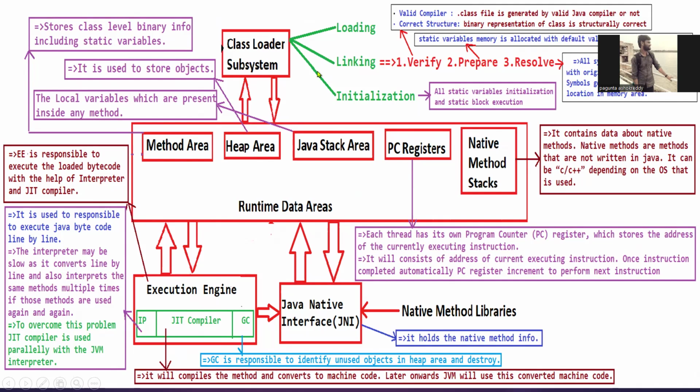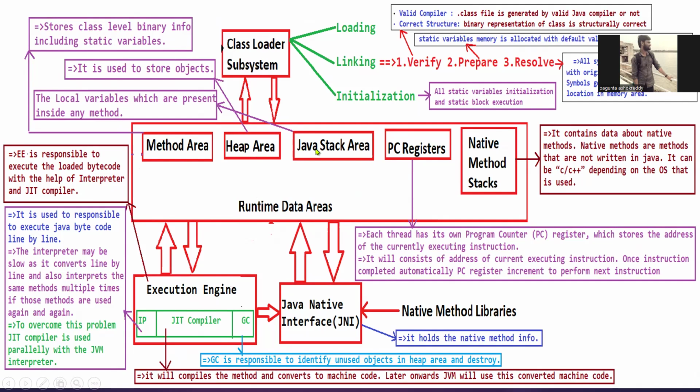Once this step is completed, it comes to the runtime data area. First one is the class loader subsystem. It loads and verifies the .class file, allocates default values for static variables, initializes them, and executes the static block. Okay, then the runtime data area. The method area stores the class-level binary information, including static variables. Then the heap area stores the objects, and inside an object you can store the instance variables.